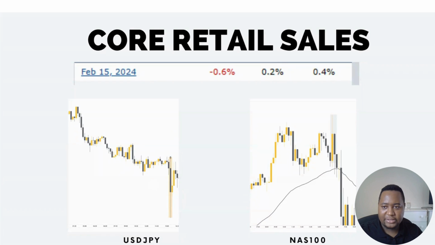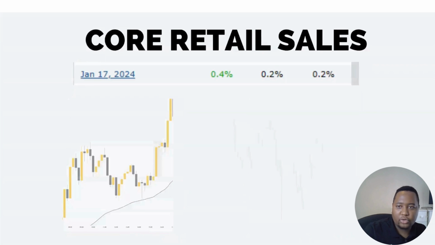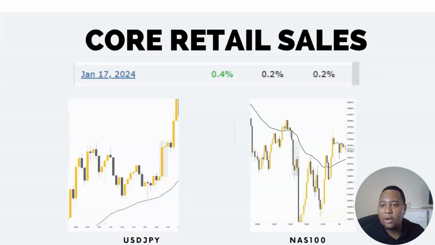But let's go ahead to the second example that I'm about to show you. Core retail sales on the 17th of January. The data said the forecast was 0.2 percent, and of course the actual came out as 0.4, and we can see that the market went bullish. Look at the trend here. The trend was also bullish. We have higher highs, higher lows, and the market actually respected that to go all the way up.